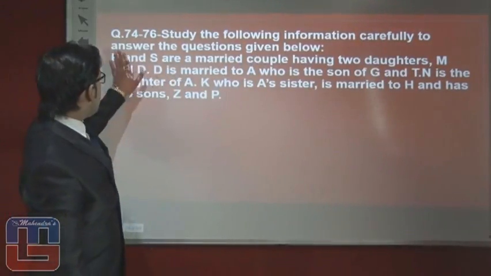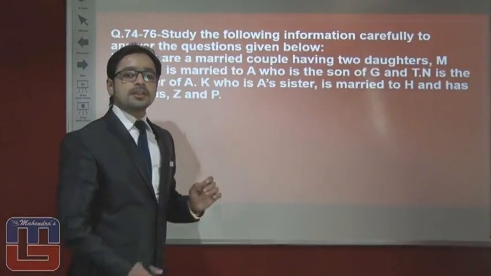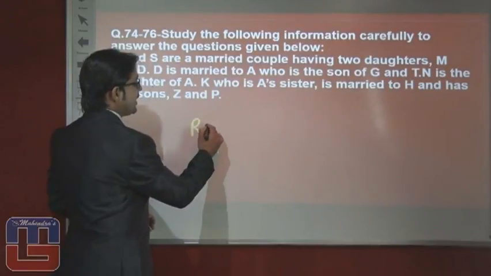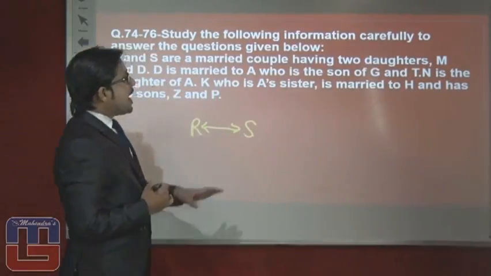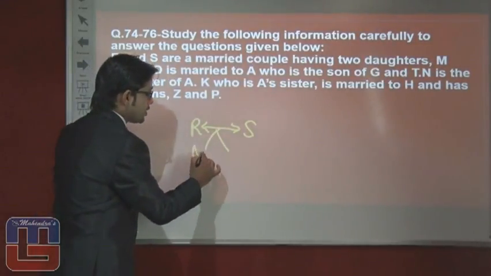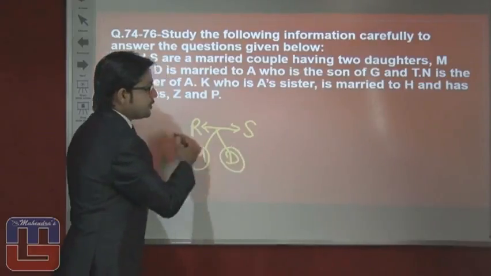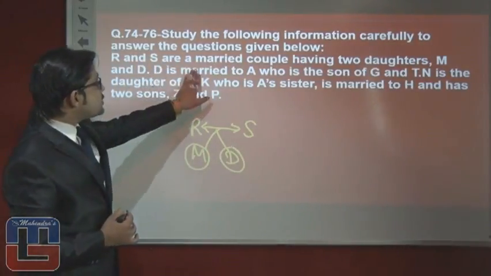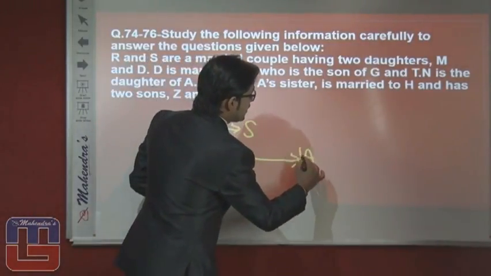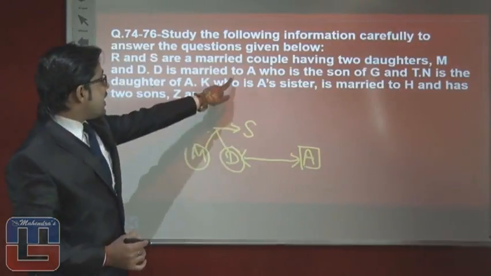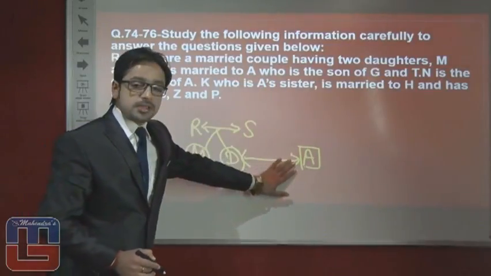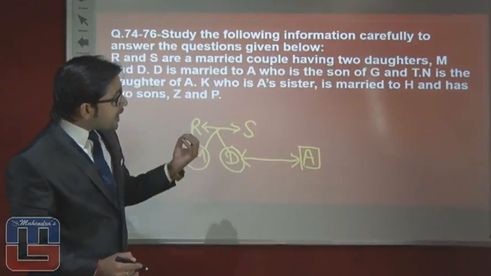First statement is saying R and S are a married couple, but they haven't mentioned who is male and who is female. So we have to write R and S are a married couple, and they have 2 daughters, M and D. The first one is M, the second one is D. Next statement is saying D is married to A. If D is a female and D is married to A, then definitely A will be a male. A is the son of G and T. Now you can relate this statement through this. A, son of G and T.